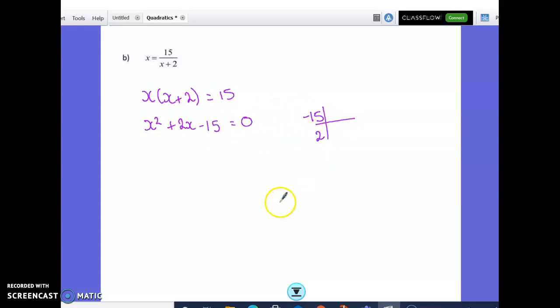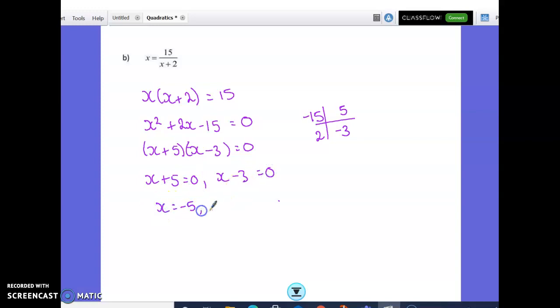I'm looking for two numbers that multiply to give me minus 15, add to give me 2. That must be 5 and 3. I want positive 2, so I want plus 5, minus 3. So we get x plus 5 times x minus 3 equals 0. Skipping a step there. So we get x plus 5 equals 0, x minus 3 equals 0. So x equals minus 5, x equals positive 3. I'll leave you to practice some of these.